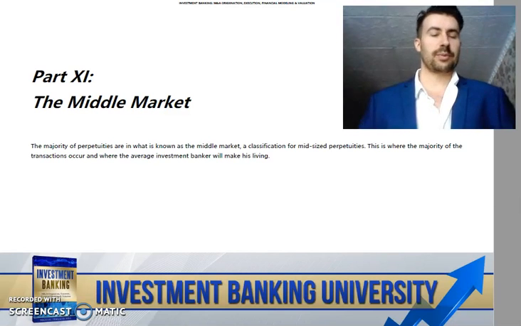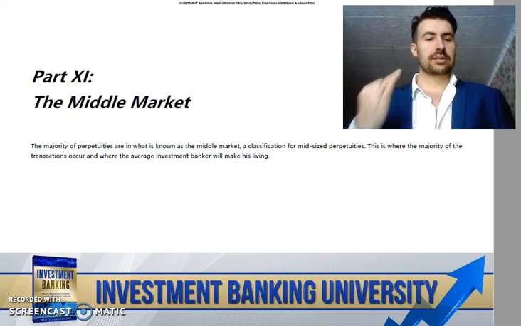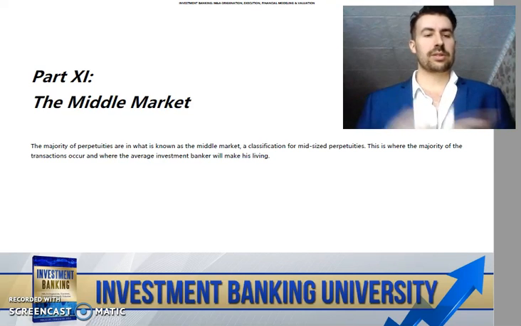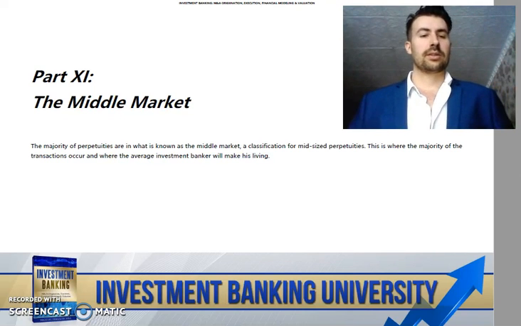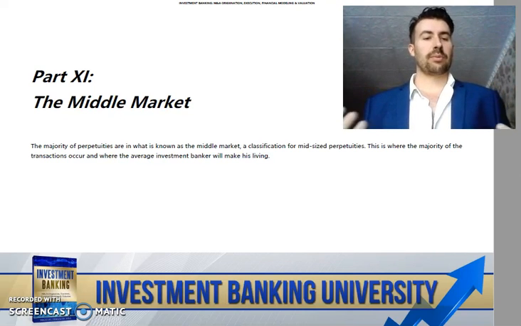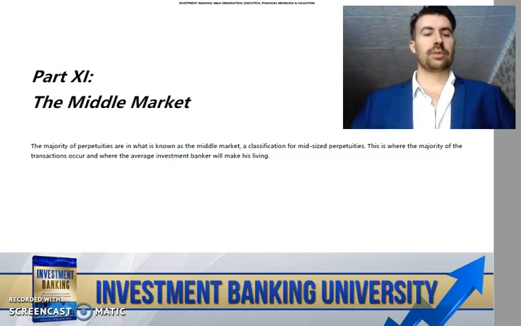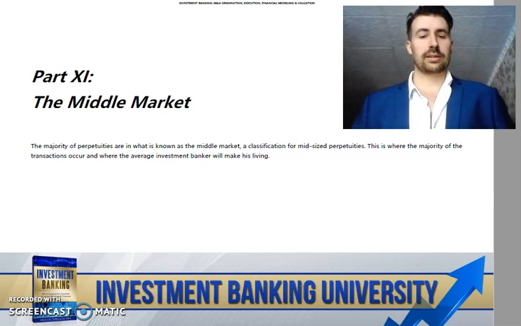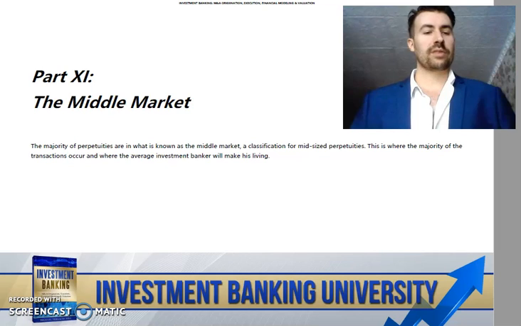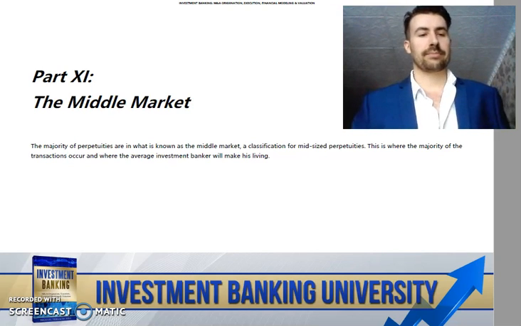This is our investment banking course, and we are on the second side of the perpetuity, which is the sell side. We're actually going into what is an investment banker and talking about the marketplace within investment banking associated with the middle market. The majority of perpetuities are in what is known as the middle market, a classification for mid-sized perpetuities. This is where the majority of transactions occur and where the average investment banker will make his living.